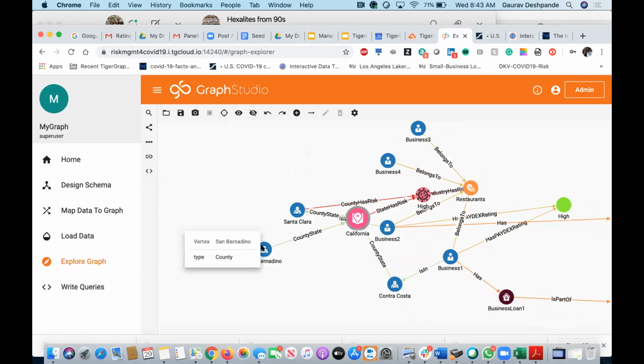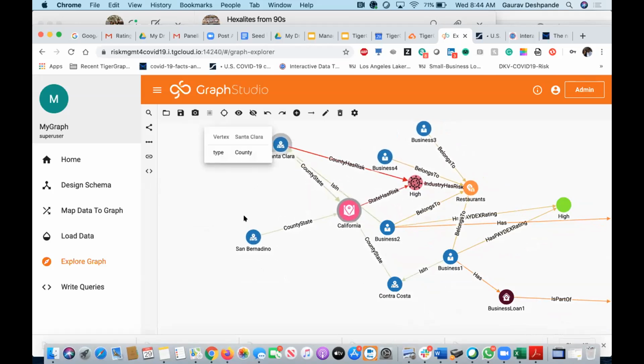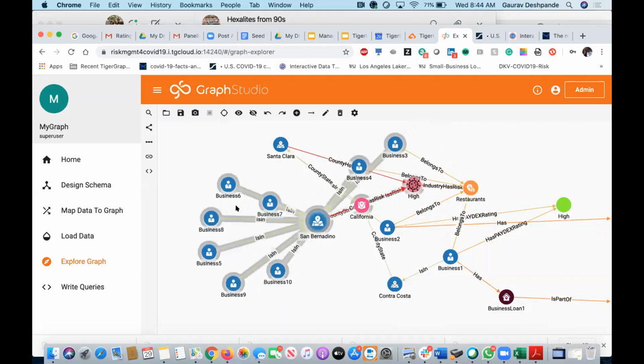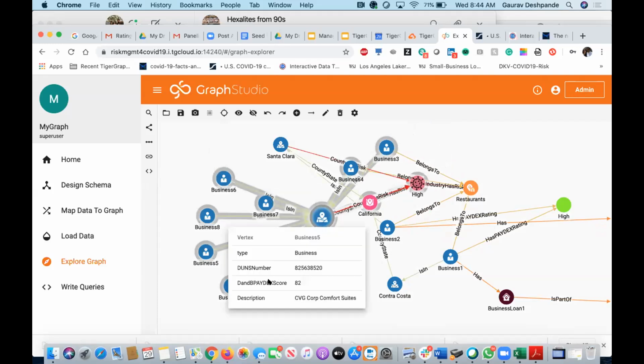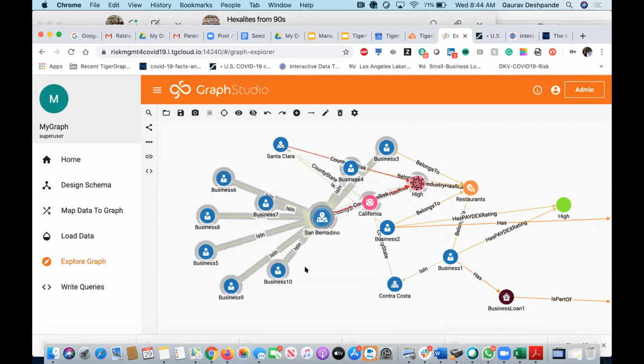Remember, I mentioned San Bernardino County. San Bernardino County is located in California, and so is Santa Clara County, which is Silicon Valley. Both of those have high risk of COVID-19. Again, you see here several businesses that are part of San Bernardino County, and they are all part of this particular tranche. So business 1 through 10, most of these appear to be in the high-risk industry of restaurants. They all have nice Paydex ratings right now, but it may not remain the same.